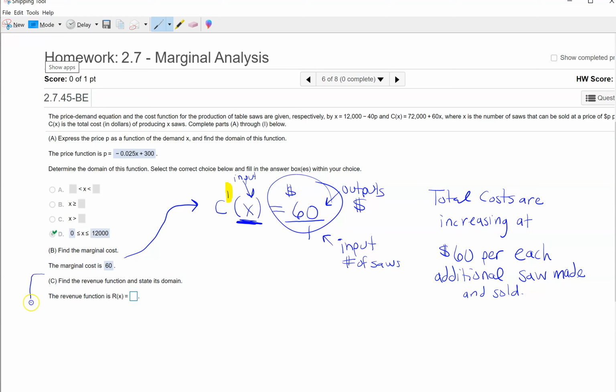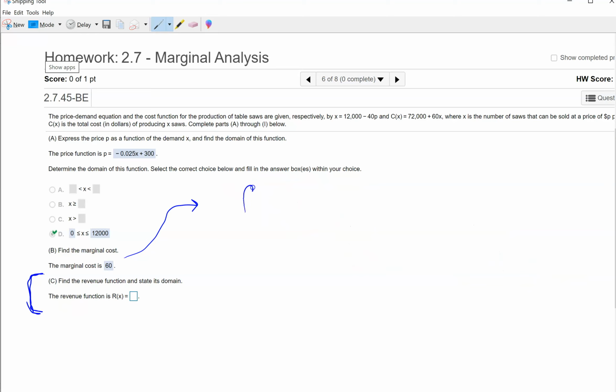Okay, so now let's go down here to C. That was the next question that we're actually asked. I just kind of made up that other part here, but C is asking us to find the revenue function and state its domain. So let's do that. On test 1, you'll be given this formula: R of x equals x times p. Remember, revenue is all the money the company is bringing in on the sale of a certain number of items, right? So how does the company make money? It sells stuff. And remember, x is the number of saws being made and sold, and p was the price per saw.